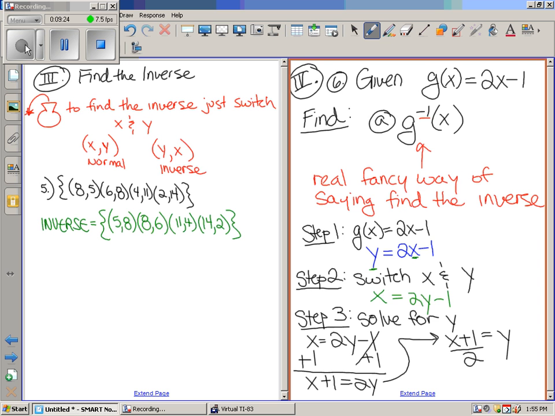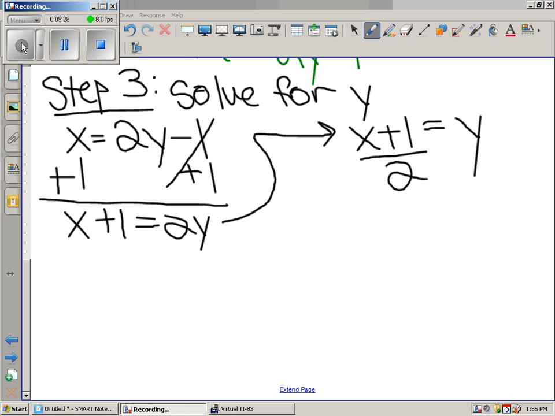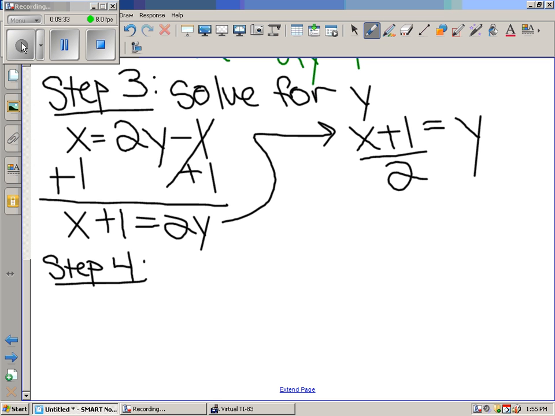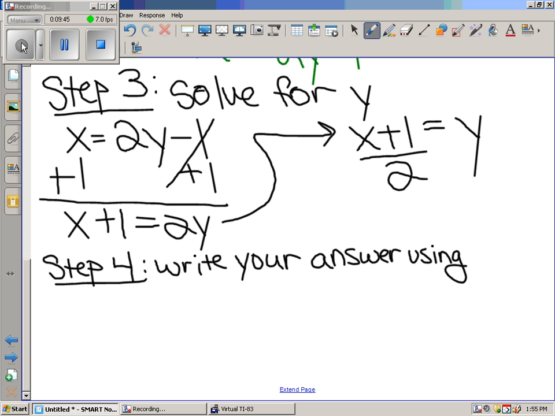And that's technically the inverse, but we can't leave it like that. So we zoomed in. Step 4 in this big long process is write your answer using function notation. So there's our answer.